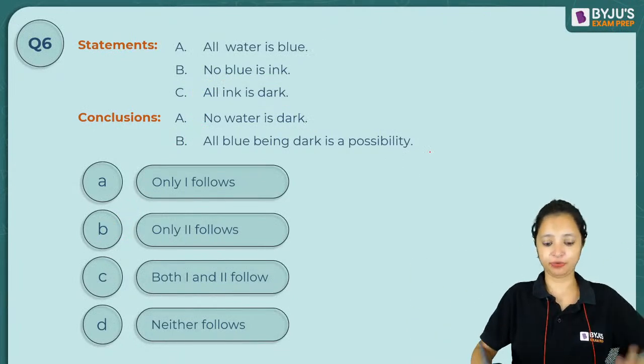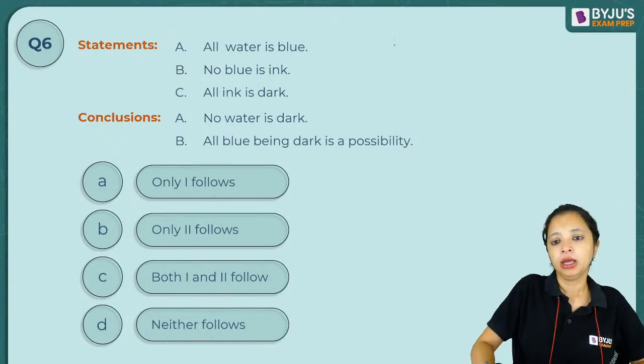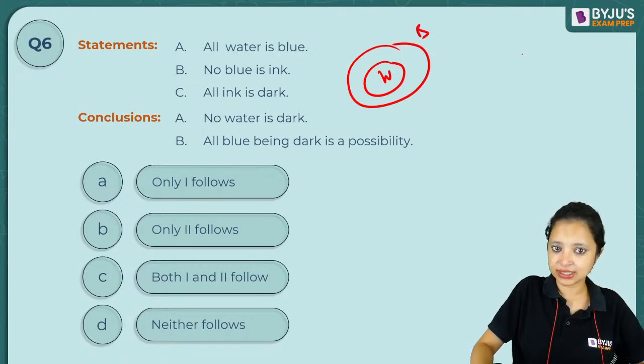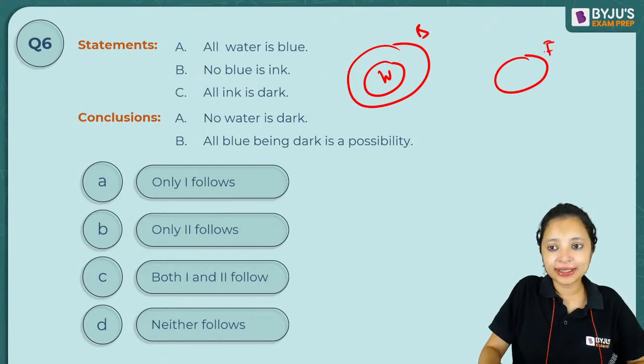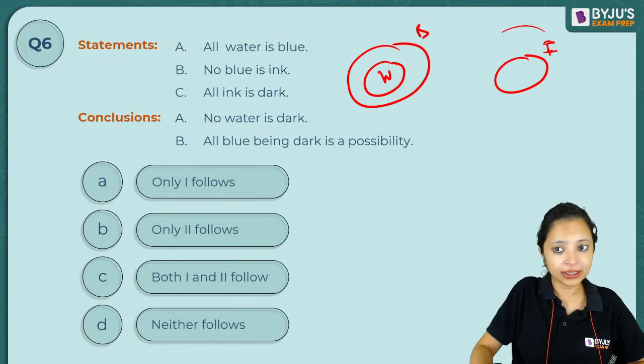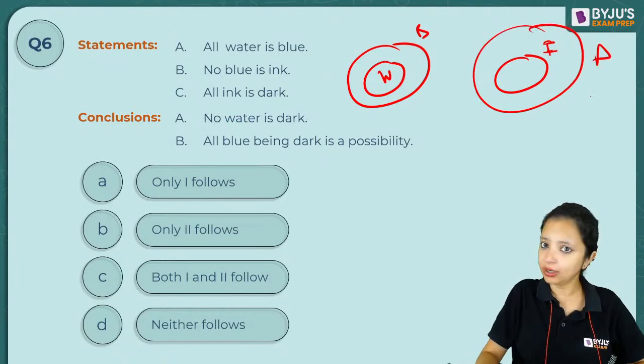Okay, I'll repeat this question, everyone. I'll make a fresh diagram for all of you. The first one says all water is blue. The second one, no blue is ink. So you know there cannot be any interaction between blue and ink and water and ink. Agreed? No blue is ink. Now, let's look at the third one. All ink is dark.